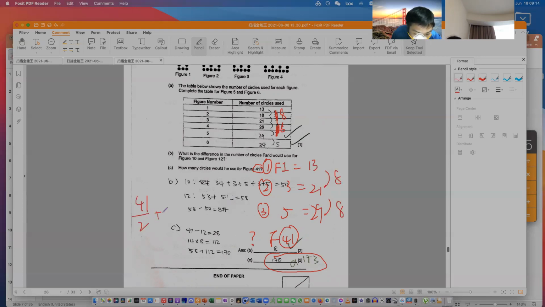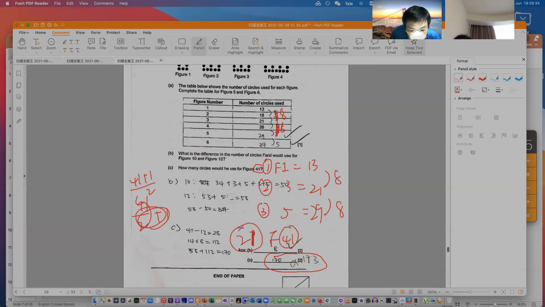Divided by 2 plus 1, is it? How do you find this? Or 41 plus 1 divided by 2. So 21 is the 21st odd number.